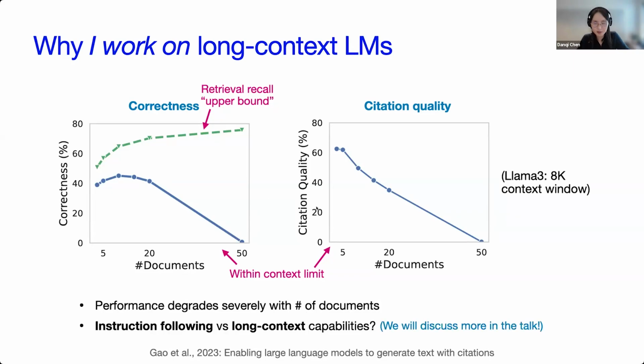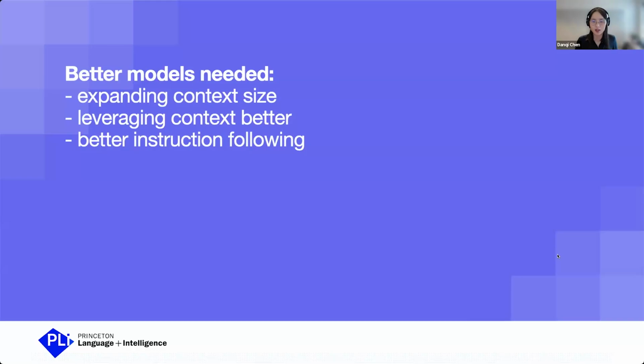And another key finding I don't show in this figure is that we also found instruction following is very important for solving such citation tasks. And in this talk, I would like to discuss more about this balance between the long context capabilities and strong instruction following. Okay, so this is basically the motivation for why I started to work on long context models.